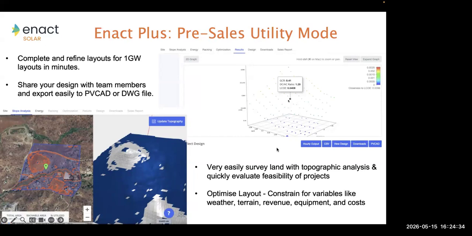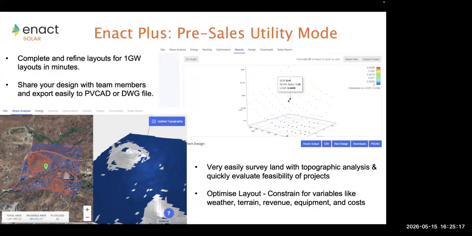And you can optimize that basis the different weather files. You can use different terrains, different variables, and you can pick and choose which design works the best for you. So what you see here is the 2D view and the topography analysis, and then you can use different variables to pick the best design that works for that ground-mounted project. So this way, your initial feasibility analysis is completed within the pre-sales Enact Plus design tool. So this is all part of the pre-sales design tools that Enact offers.